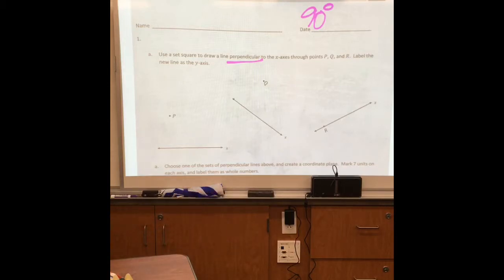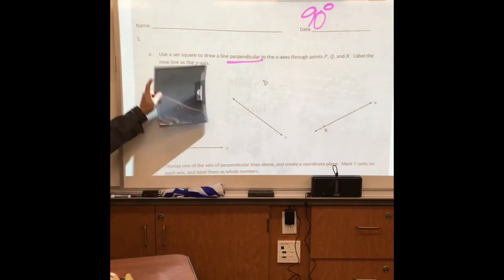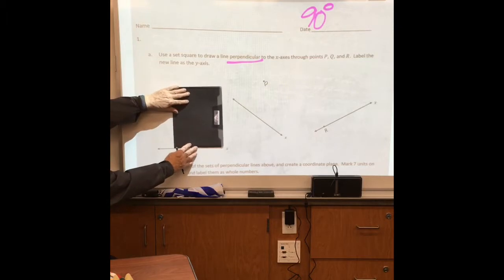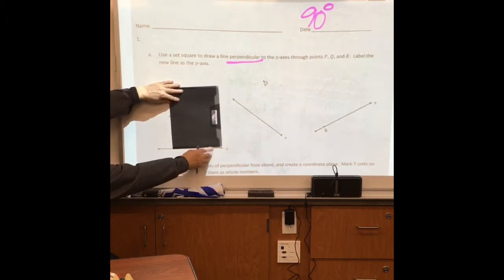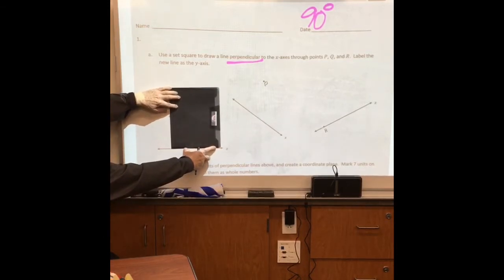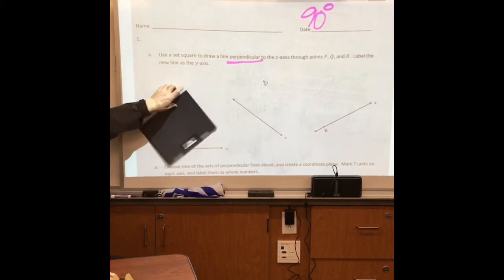Another thing I can use, let's say you're going, Mr. McGuire, we don't have squares in our classes. Guess what? You could use a file folder. Lay it right on here like this. Match up the line on the bottom. And you want to line this up. And then at our dot here, we're going to draw a line. That's all we're going to do.